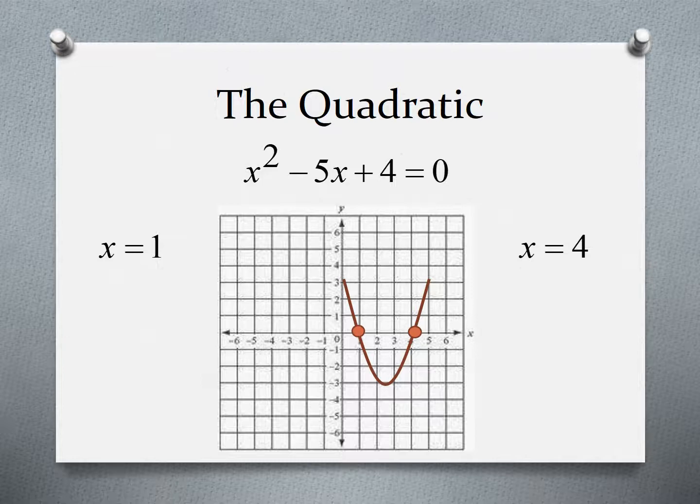In other words, I can substitute the value of 1 into that equation, x squared minus 5x plus 4, and get 0, or get a true statement. I can also substitute the value of 4 in for x and get a true statement. Because this graph crosses the x-axis at x is 1. This graph also crosses the x-axis at x is 4. Those are my solutions. The x-intercepts, or where the graph crosses the x-axis, are the solutions of any quadratic equation.